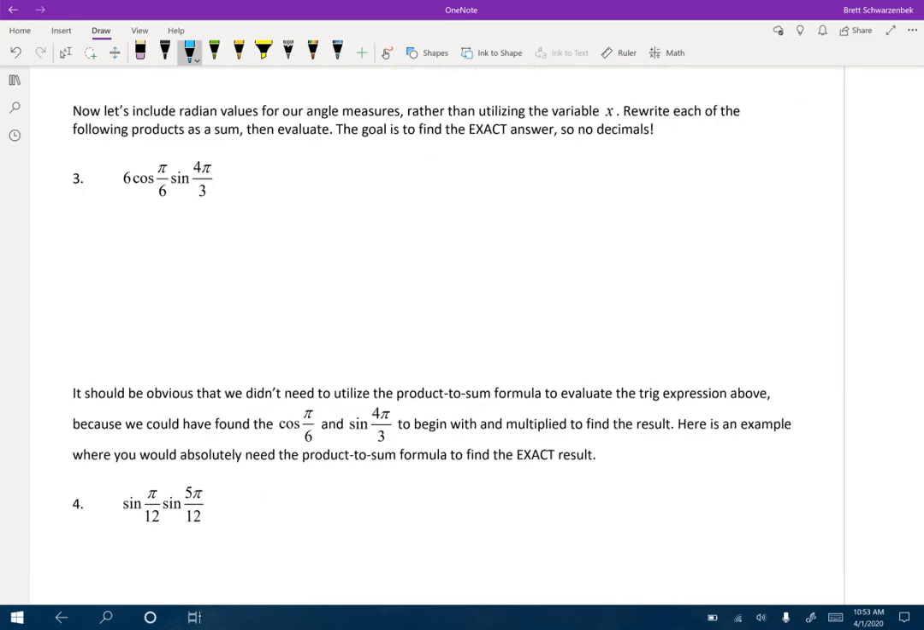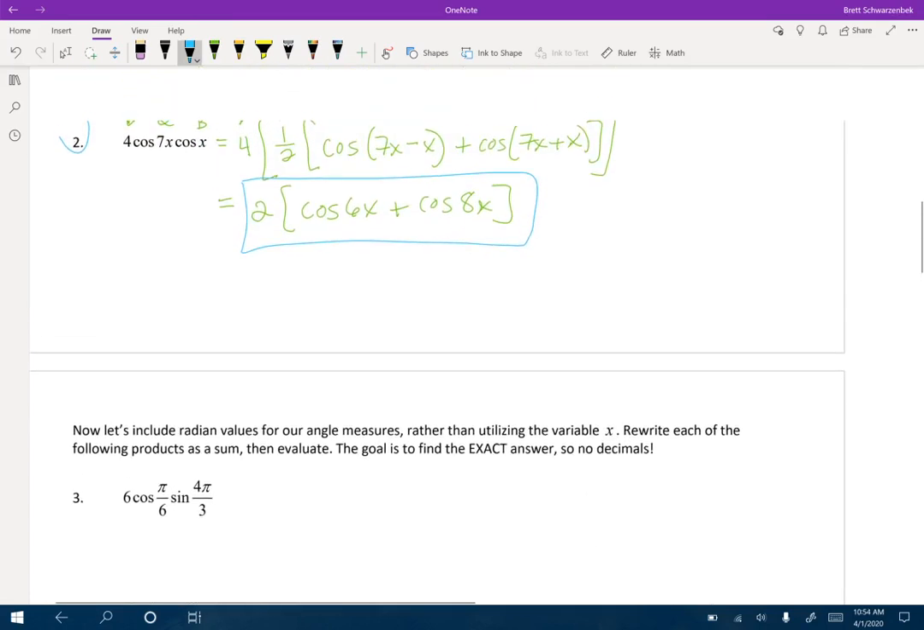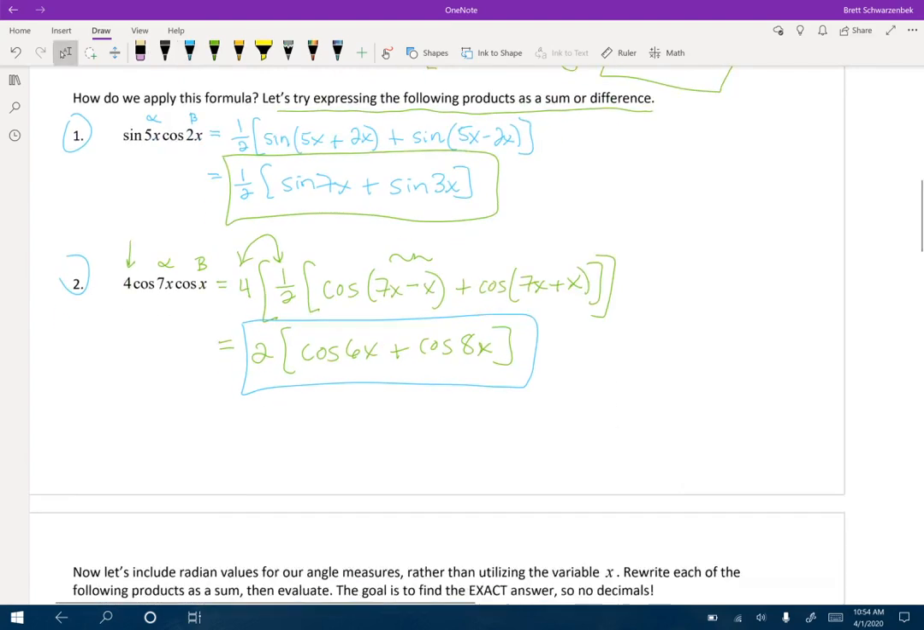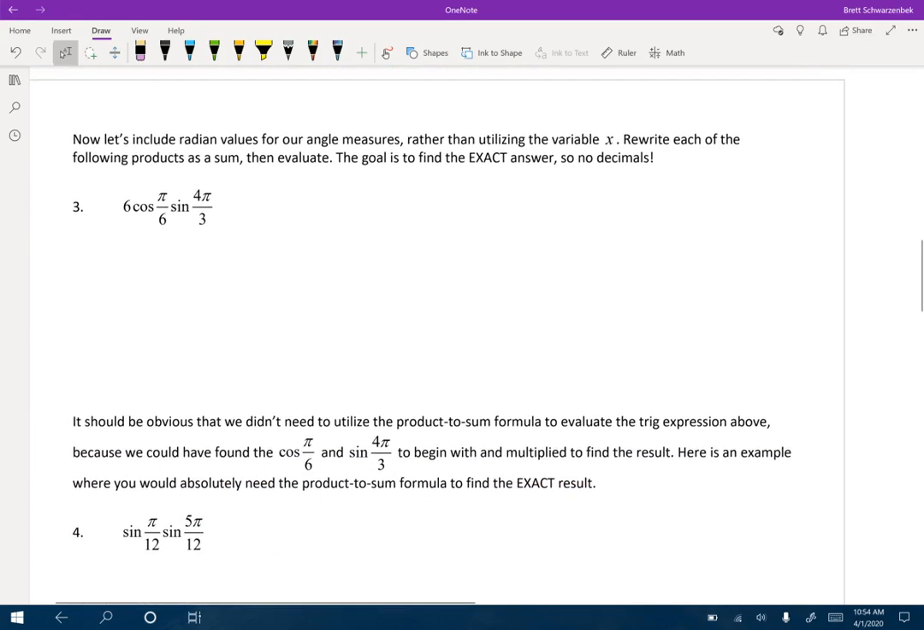So just to be clear, in both of these problems, we took a product and we changed it into a sum. Okay, so what if we took a similar scenario to the problems we did above here, but this time, instead of variables where the angles go, they're actually radian angles. So what if we were asked to first change this into a sum or difference, then evaluate?